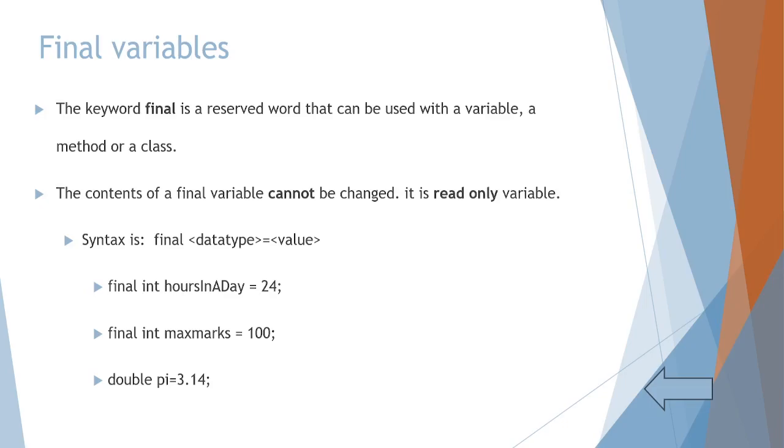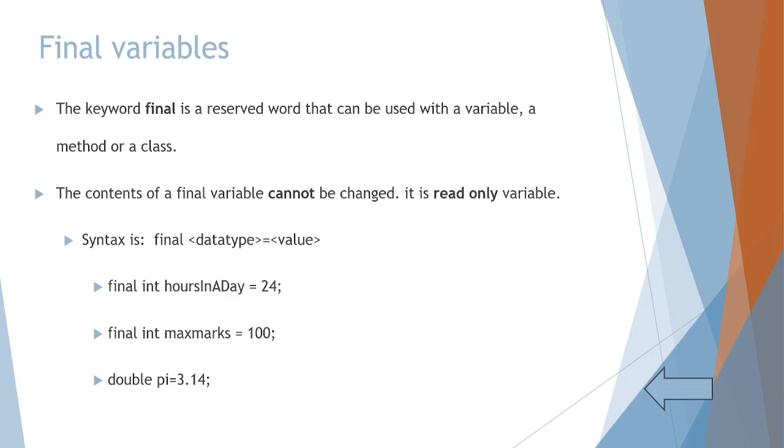The syntax is final, whatever data type you want, and the value. For example, final int hours in a day is 24. 24 hours in a day, we cannot change. So this is a final variable. Similarly, the Sony company name for all the objects is a final variable. It's not static, which can be changed.